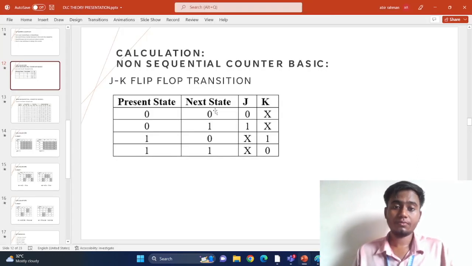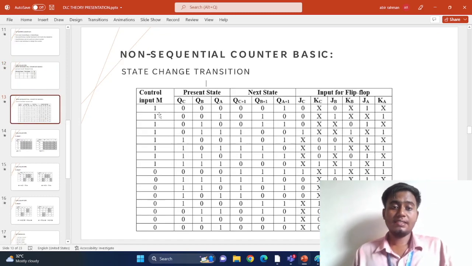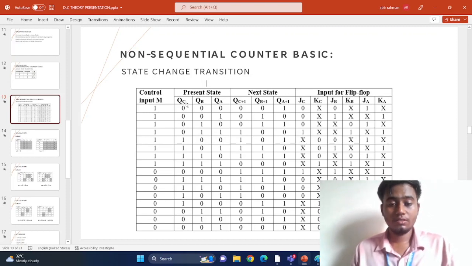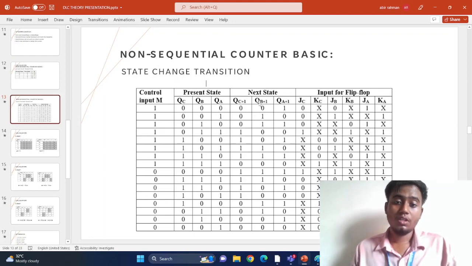So this is our JK flip-flop transition table. We can say also that this is the excitation table. Okay, now from this state change transition table we know that we need 3 bits. So here is QC, QB, QA. This is MSB to LSB. Now this is our present state, this is our next state.